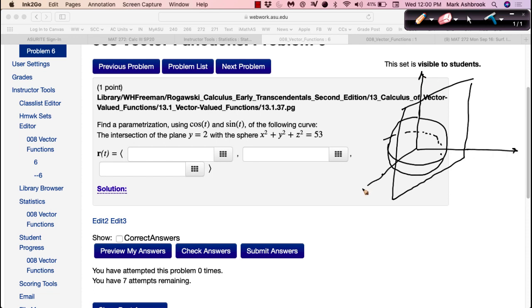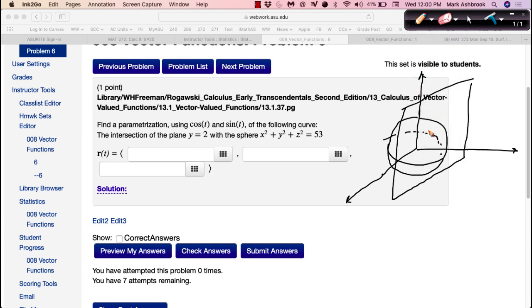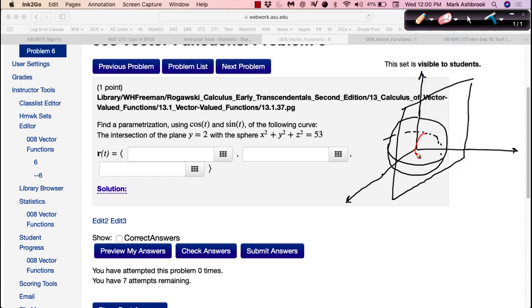And so when you intersect that plane y equals 2, a vertical plane through that sphere, what will you get? What will be the result? Yeah, if you slice a plane through a sphere, that should make sense that you're going to get a circle. So something like this. Okay, so how are we going to get the equation of that circle?